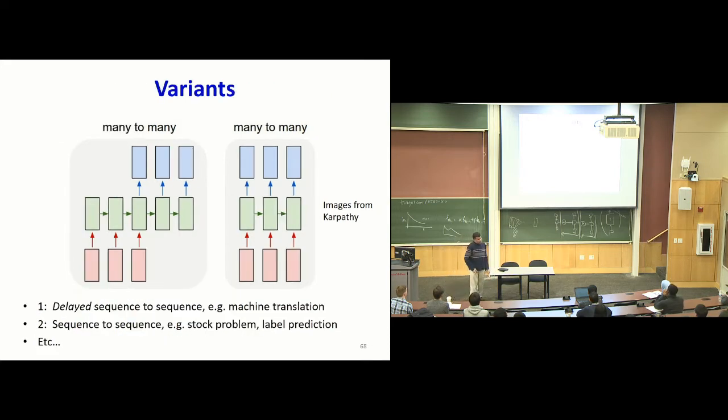Or you have the many-to-many. This is what I call the delayed sequence to sequence. You look at the entire sequence of inputs, and then after some delay, sometimes waiting all the way until the end of the input, you go ahead and produce a sequence of outputs. So this is a delayed sequence to sequence computation. This would be useful, for instance, if you were performing machine translation, where you look at the entire sequence of inputs and then produce the entire sequence of outputs, right? And this is what we saw when we were performing the stock prediction, among other things.